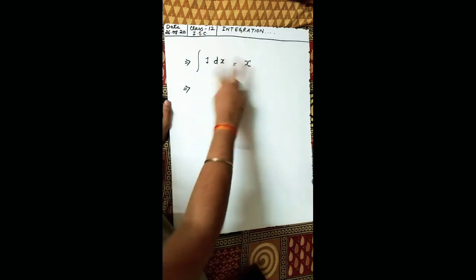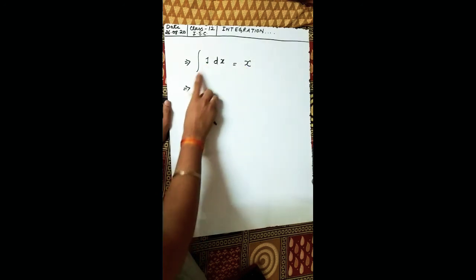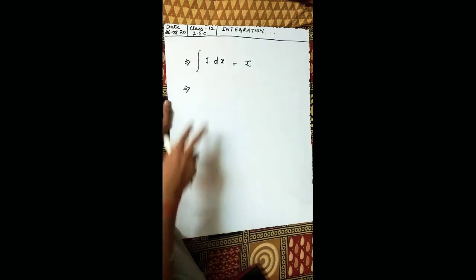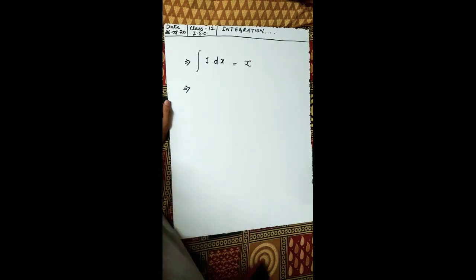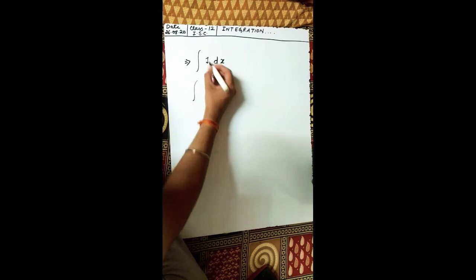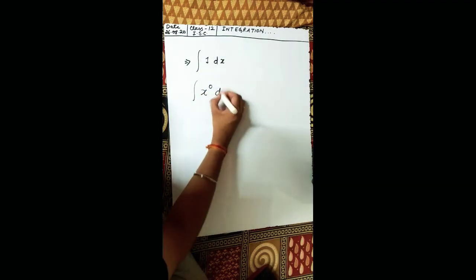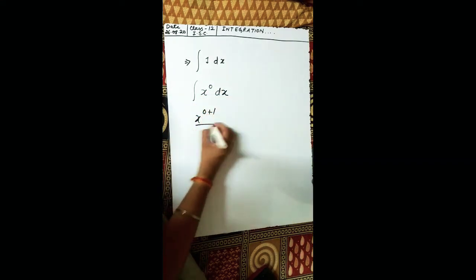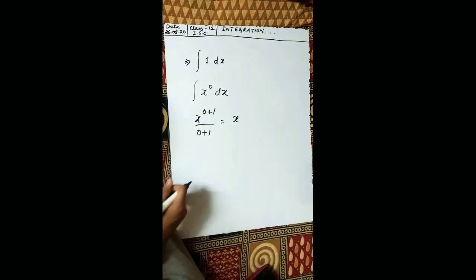Differentiate both sides. If you differentiate x, you get 1, and the integration sign is removed because differentiation and integration cancel each other, so we get 1 as the answer. Or, if you don't want to go the opposite way, 1 can be written as x to the power 0. Now we can use the x to the power n identity, x to the power n plus 1 upon n plus 1, which gives x only. That is how you can understand it.